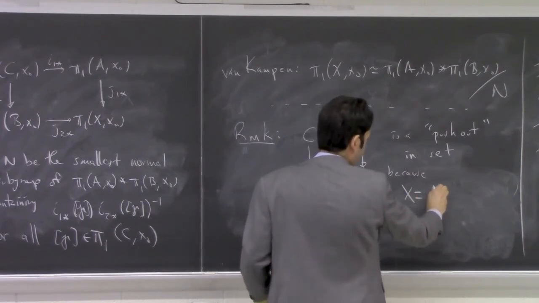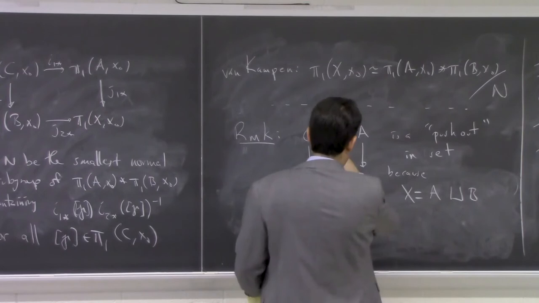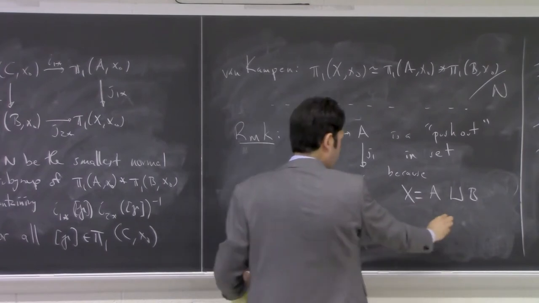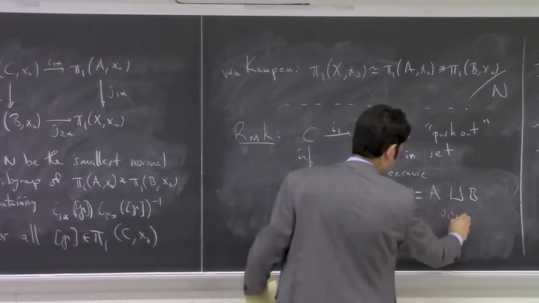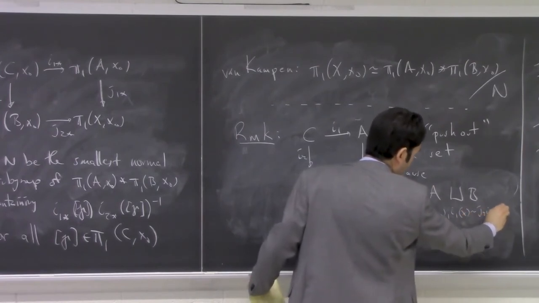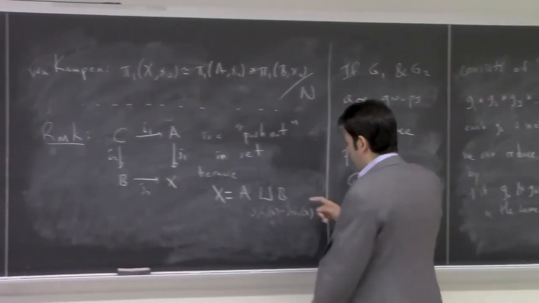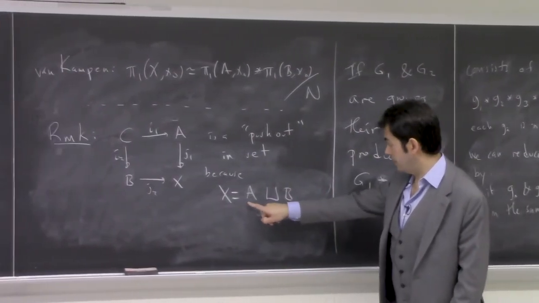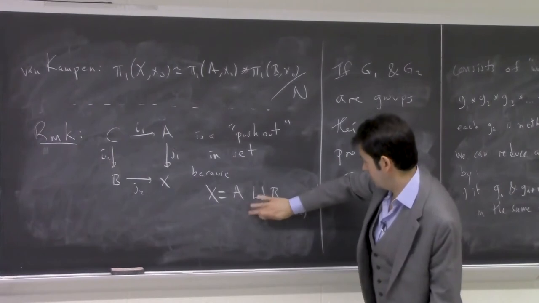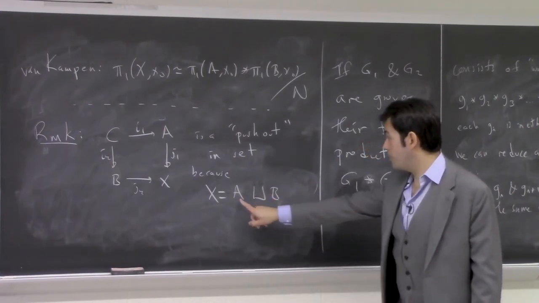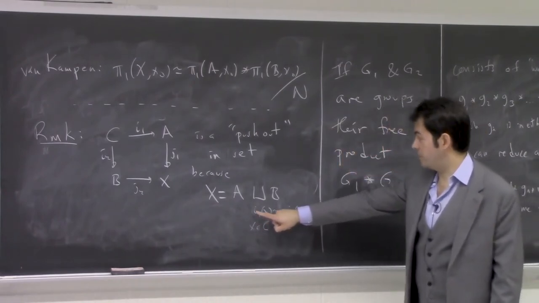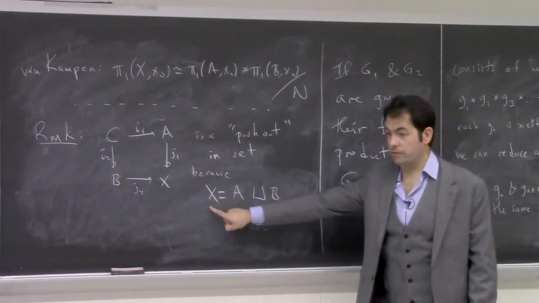C, A, B, X is a pushout in Set because X is equal to the disjoint union of A and B, where you identify, so it was i1, i2, j1, j2, you identify j1, i1 of x as the same as j2, i2 of x. Right? So it's an identification space. Take A and B and then glue them together by identifying any point in C, identify its image in A with its image in B, and that gives you X.